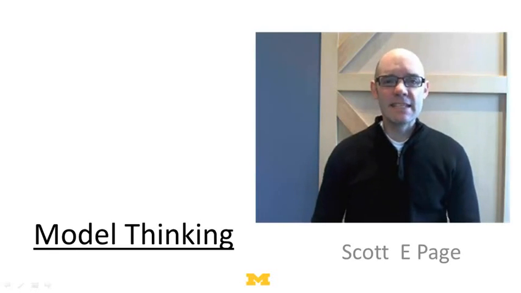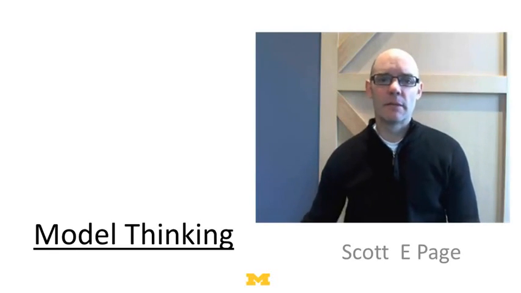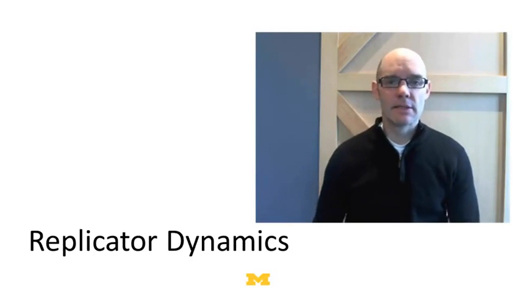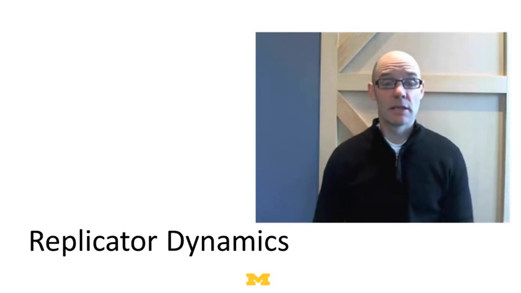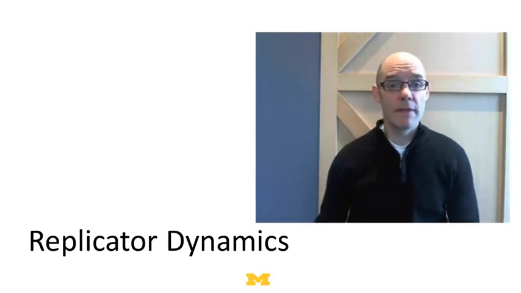Hi. In this set of lectures, we're going to talk about a particular model known as Replicator Dynamics. Now, Replicator Dynamics are interesting because they are used in three very different disciplines. They're used in psychology to model learning, they're used in economics to model populations of people learning, and they're used in ecology to model evolution.